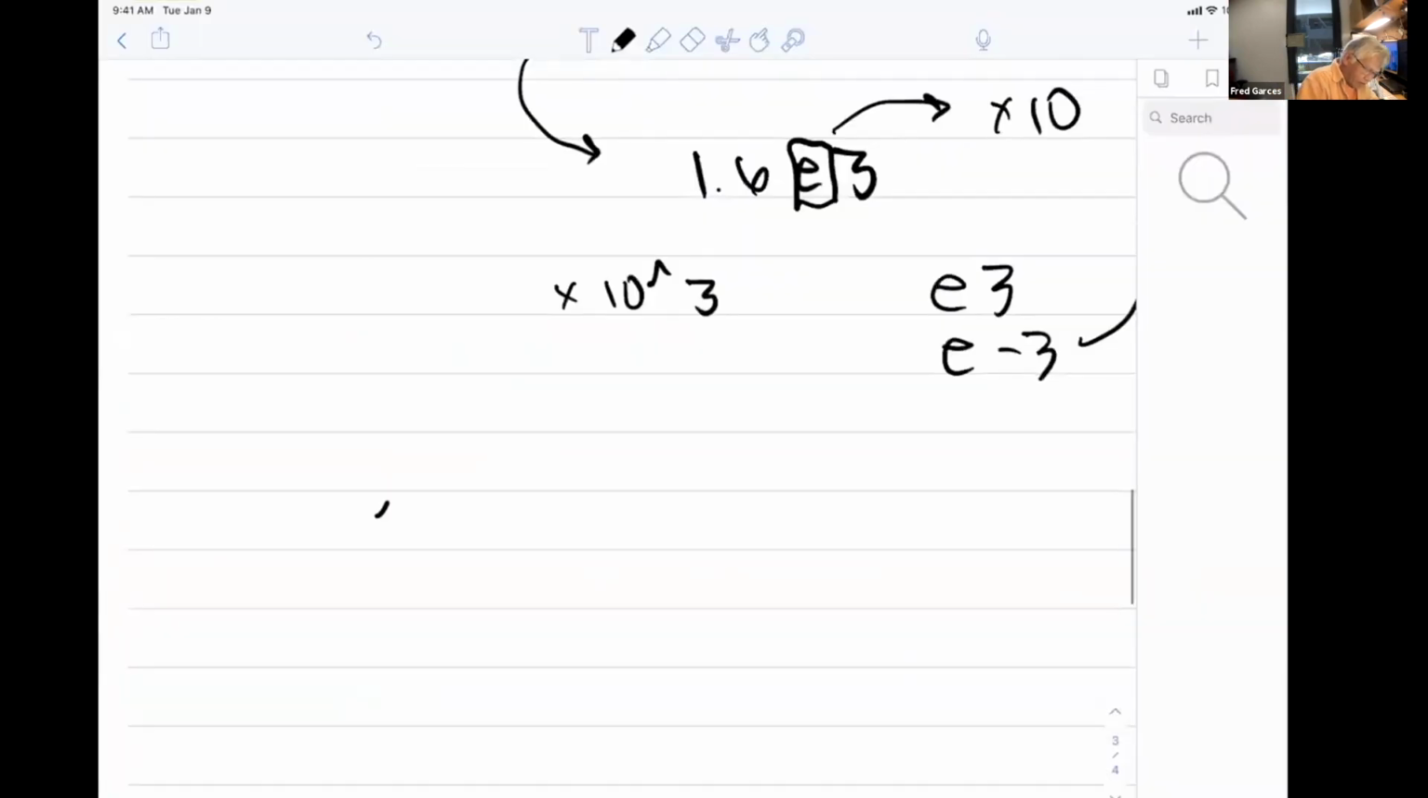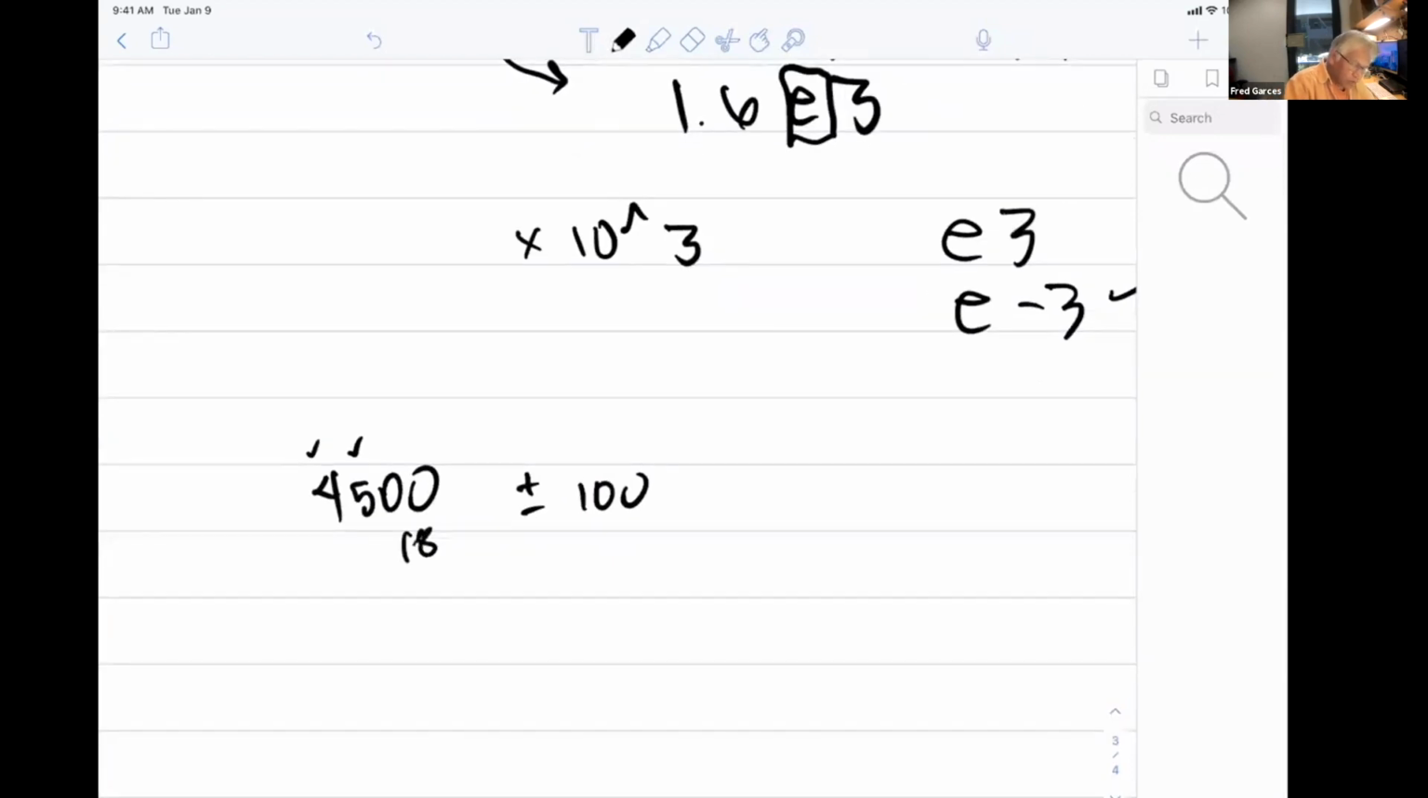If you're given a number of 4,500, how do I know that the error on this is plus or minus 100? Because the only digits that are significant are the 4 and the 5. And so that 5 has an error of plus or minus 1. So it's plus or minus 100. And to add 18 to that, when the error is plus or minus 100, is doing a disservice. Okay, so that's the story as to what you are not supposed to do in science.